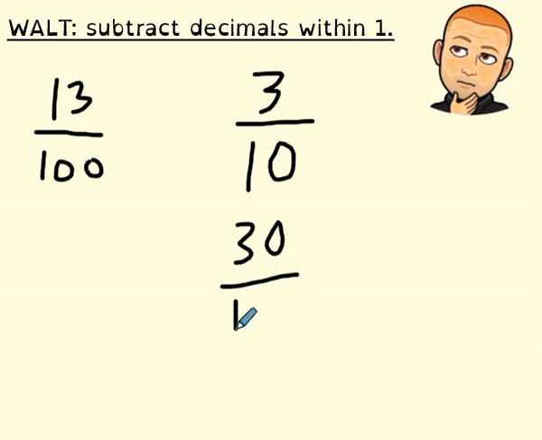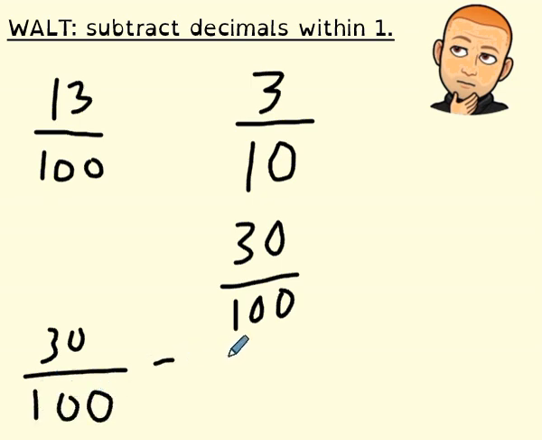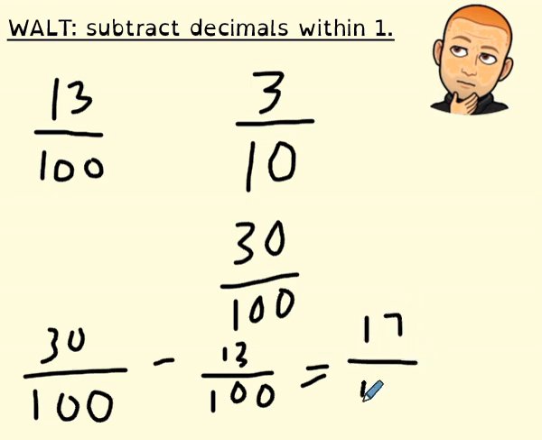So 3/10 is equivalent to 30 hundredths. I can now do 30 hundredths subtract 13 hundredths, which is what I have at the beginning up here, which will give me in total 17 hundredths. So back to my original question, what is the difference between 13 hundredths and 3/10? By using a conversion and using my understanding of fractions, I found out that the difference between those two amounts is 17 hundredths.